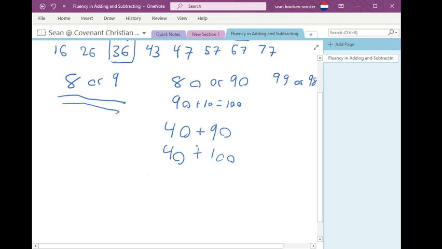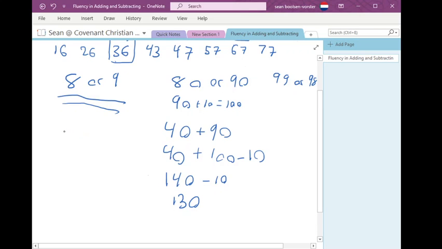But the purpose of this is to show you that 90 is very similar to plusing by 100. So adding by 90 is similar to adding by 100. All you have to do is minus 10 at the end. So 40 plus 100 is going to be 140, and then minus 10 is 130.